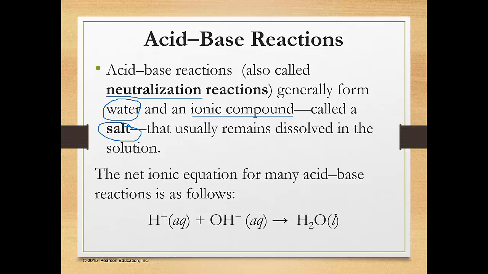So the net ionic equation for many acid-base reactions: the salt, that ionic compound that's soluble in water, those are all spectator ions. So basically it's just the H+ coming from the acid, and then you have the OH- coming from the base, and those are going to combine to make HOH, or H2O. So that's why we call it a neutralization reaction. We neutralize the acid and the base property. We make water, which is neutral, and we make salt.